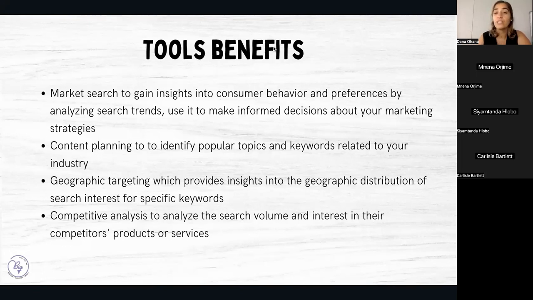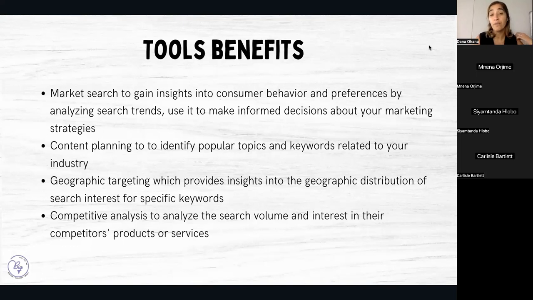Also content planning, because you can identify different popular topics and keywords in your industry, which is also going to help you with your SEO. When I say SEO, if you use, for example, AI, I'm not sure how many of you are using AI, you're more than welcome to write in the chat if you're using ChatGPT or AI designs. When you use that, you also want to make sure you're using the right keywords to help you generate the best content and the best design. Using Google Trends can really help you with finding those keywords.